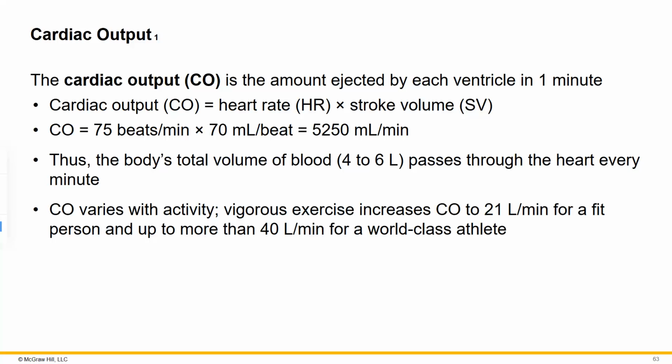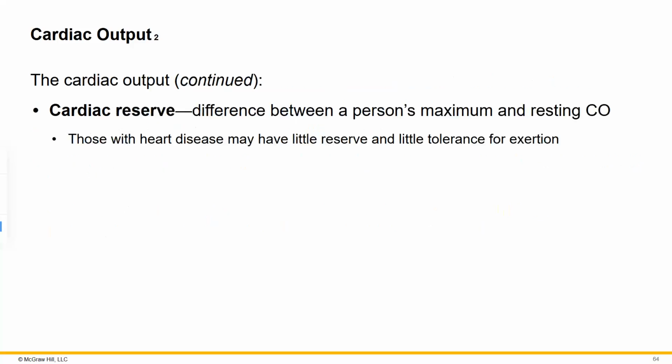Cardiac output varies with activity. Vigorous exercise increases cardiac output for a fit person and up to more than 40 for a world-class athlete. Cardiac reserve is the difference between a person's maximum and resting cardiac output. Those with heart disease may have little reserve and little tolerance for exertion.